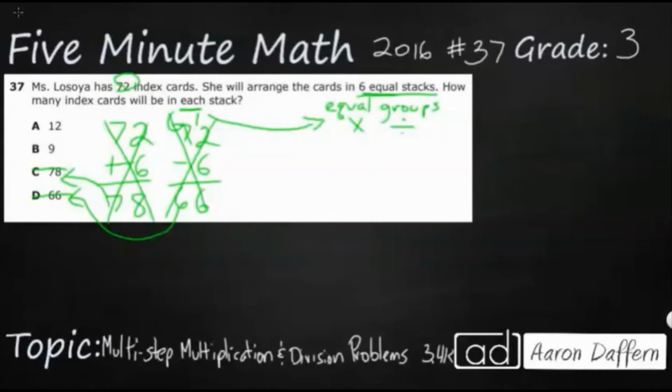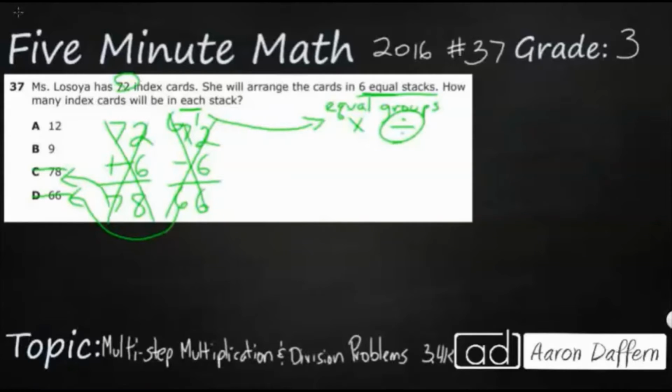And so what we need to do is we're going to need to either multiply or divide, and we can just use logic here saying both of our answer choices, 12 and 9 that remain, are smaller. And so when we get smaller, we're going to be dividing. Dividing is what makes it smaller. Multiplication typically makes our answers bigger.